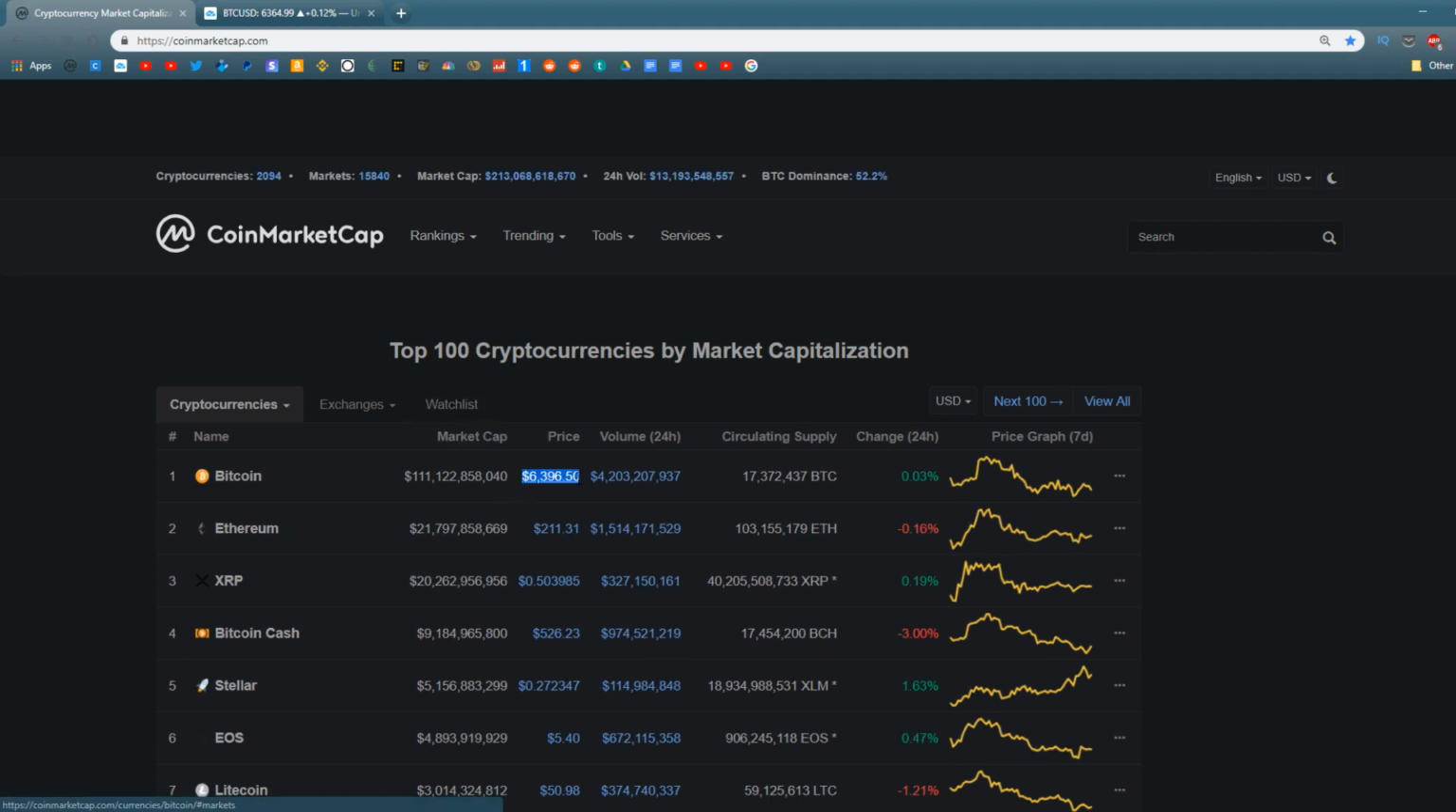Bitcoin across all exchanges is currently trading at around $6,400 with a daily volume of $4.2 billion, and Bitcoin is up around 0.03% over the last 24 hours.